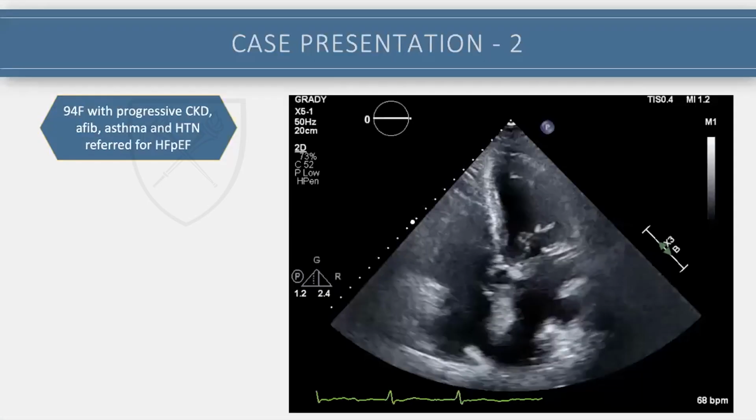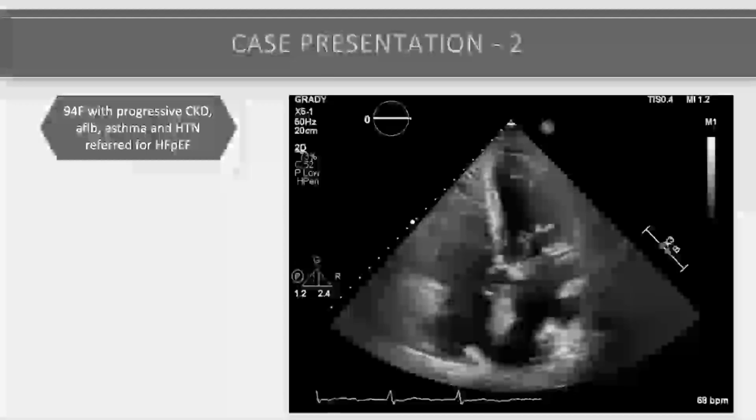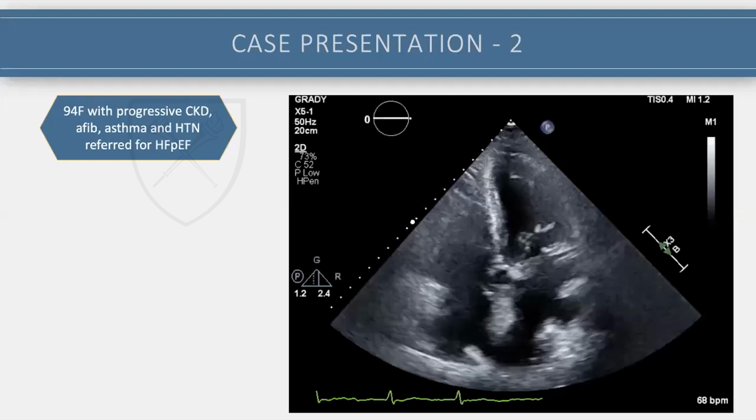Okay, so here's a second pretty brief case. This is a woman who was referred to me in my clinic at Grady, a lovely 94-year-old woman. She was referred to me after a hospitalization where she presented with dyspnea and swelling, and her primary diagnosis was acute heart failure with preserved EF during that hospitalization. Other medical issues: progressive CKD, chronic AFib, anticoagulated, asthma, hypertension, but overall extraordinarily healthy for her age.